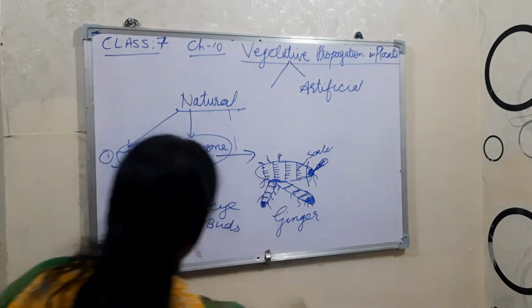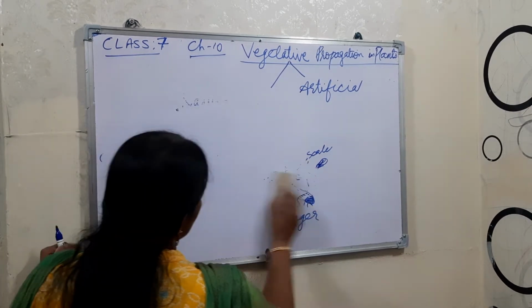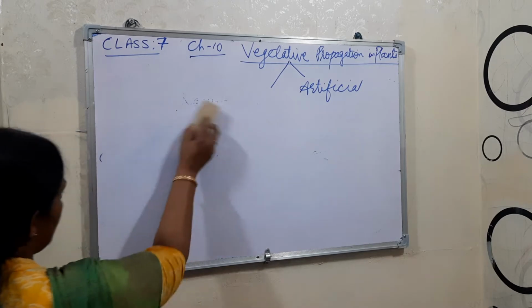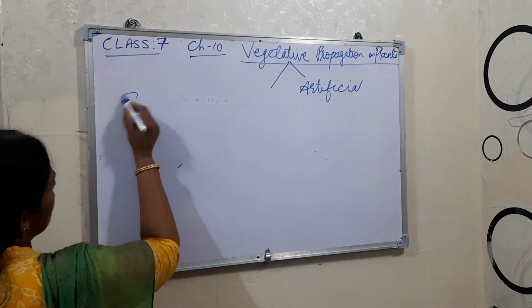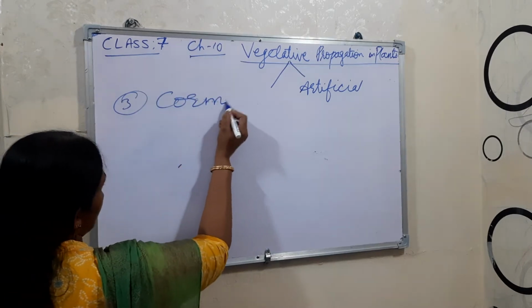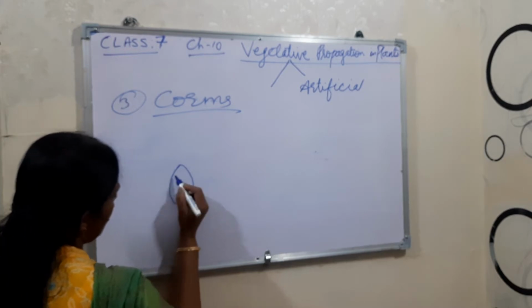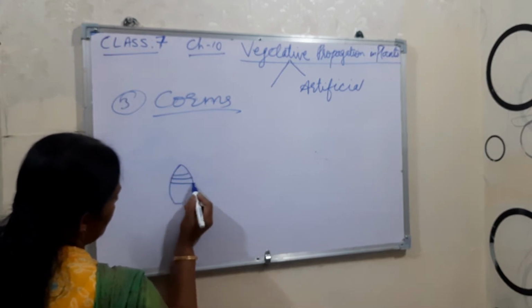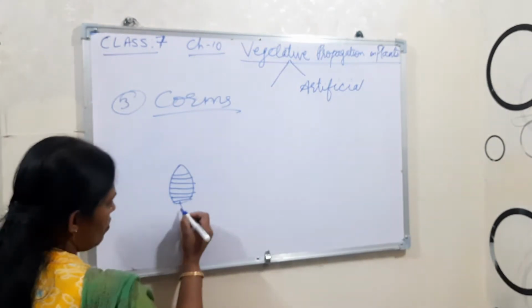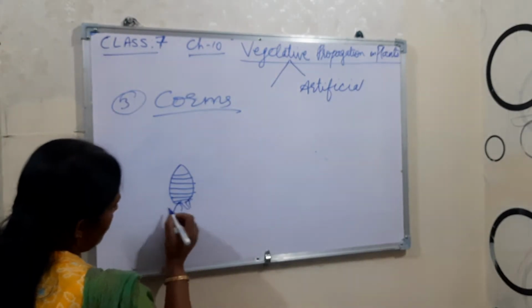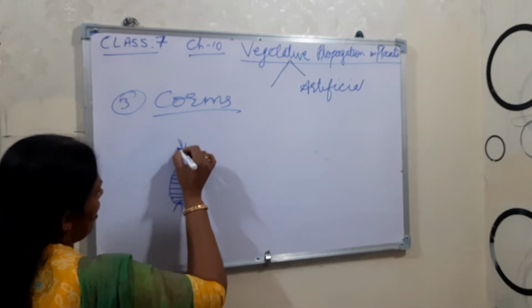Then the third one is the corms. Corms are also underground stems only, but you can see a fleshy stem portion only. It grows like this, and from this the small roots occur, and then from here the shoot portion also occurs.